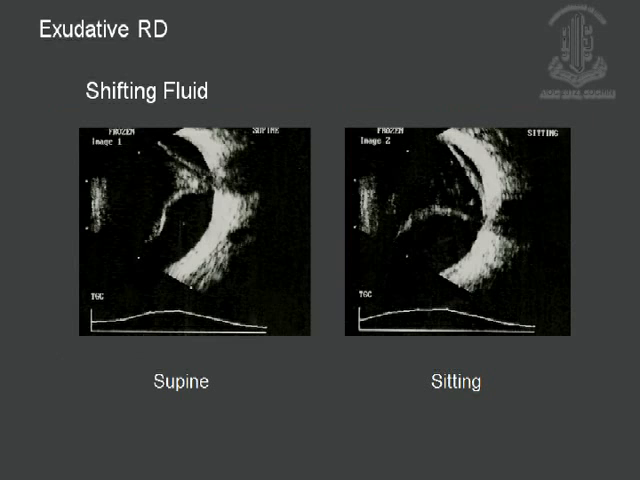Exudative detachment you can pick up on ultrasound by doing the ultrasound once in the lying down position and then asking the patient to sit up, where you can see the lower part has become more bullous and the upper part is flattened out. So this is how you can pick up a patient with exudative detachment.